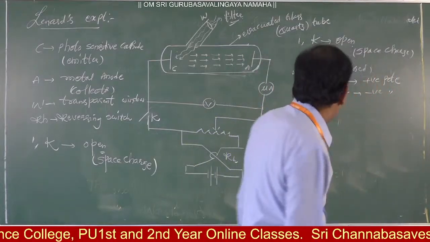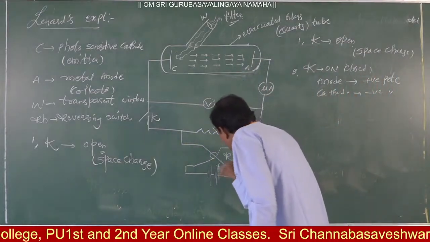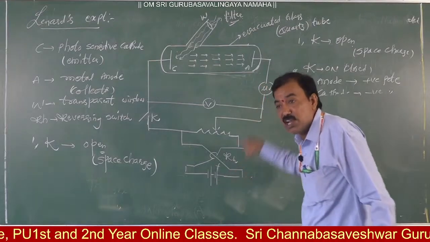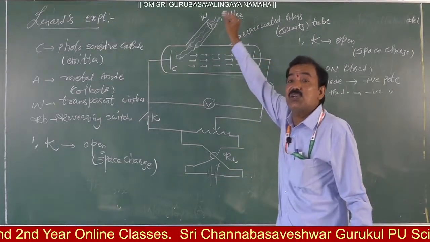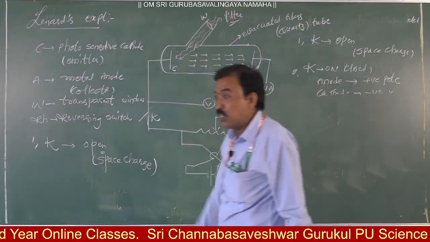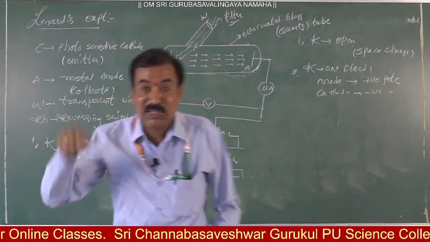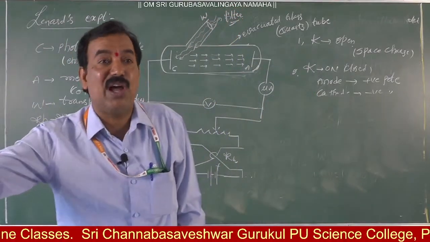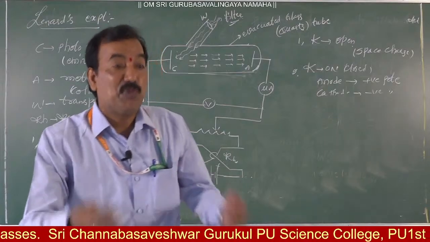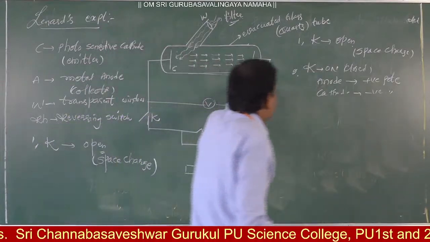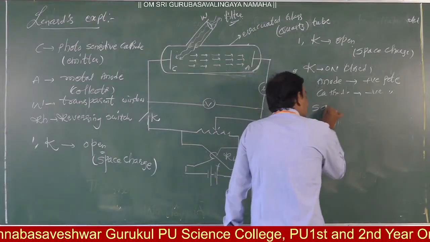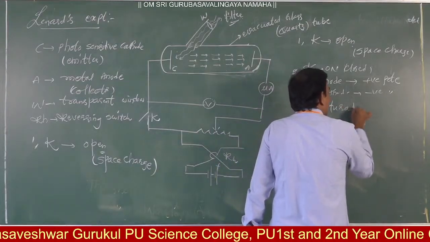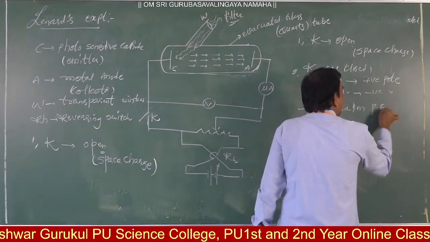Now again the anode potential increases. What happens here? The photoelectric current also increases. That means the photoelectric current is directly proportional to the anode potential. Suppose it reaches its maximum. That is equal to saturation, the saturation photoelectric current.